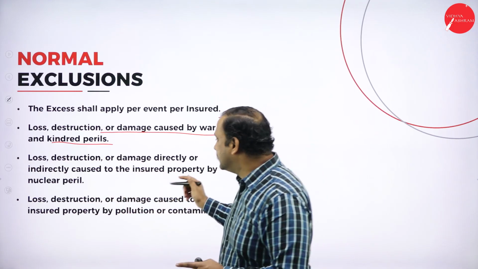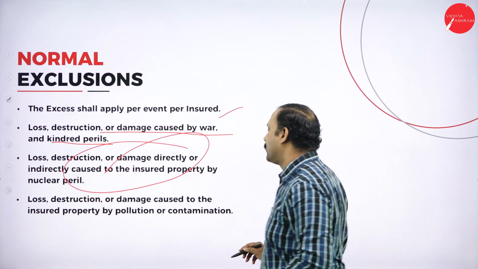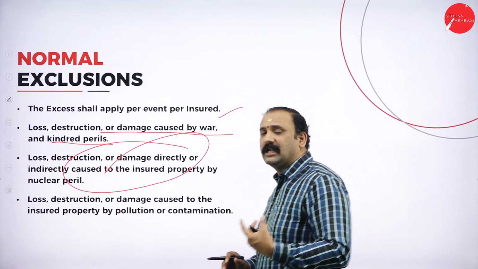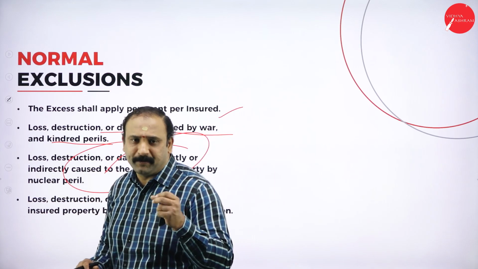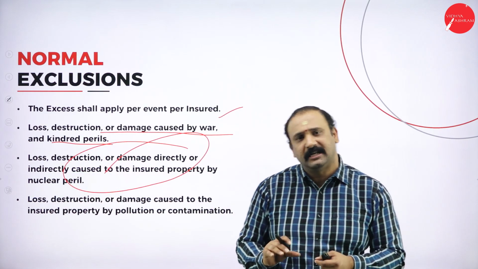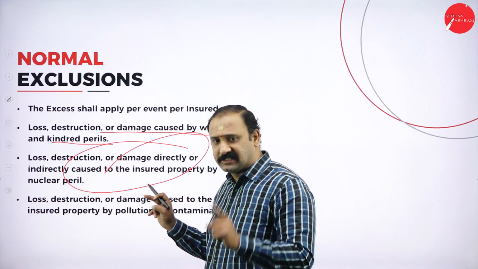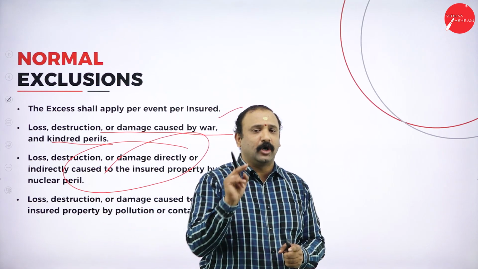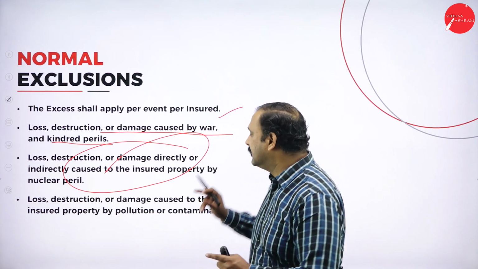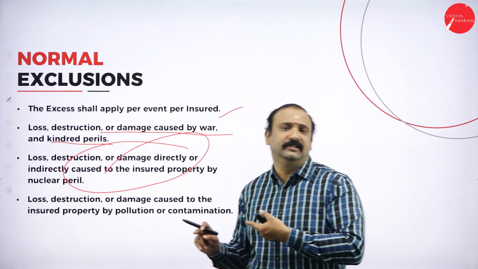followed by loss, destruction, damage directly or indirectly caused to the insured property by a nuclear peril. Now that is also very, very important. Nuclear is a subject which is not commonly talked about. Sir, are we going to do a rocket launch every day, or are we going to launch a nuclear missile every day? Absolutely not. But if there is going to be damage because of this, let me take North Korea as an example here, because of some missile launch, because of some nuclear exercise which keeps on going in that country, if there is going to be damage to the property, of course, yes, that is also going to be covered under this policy.